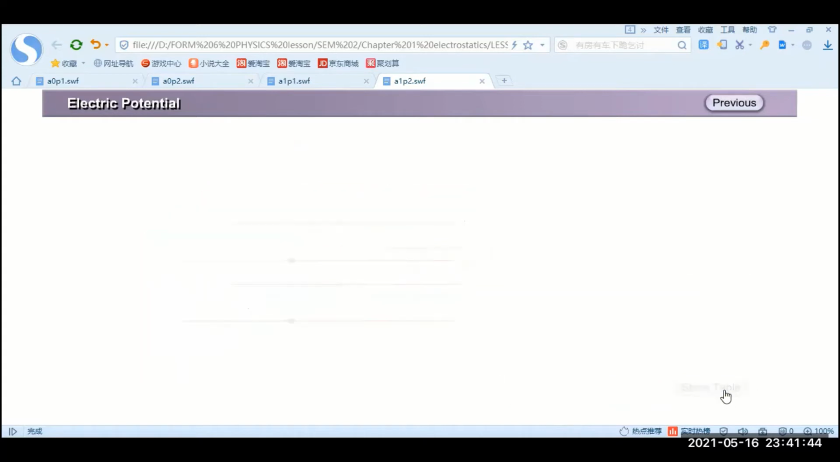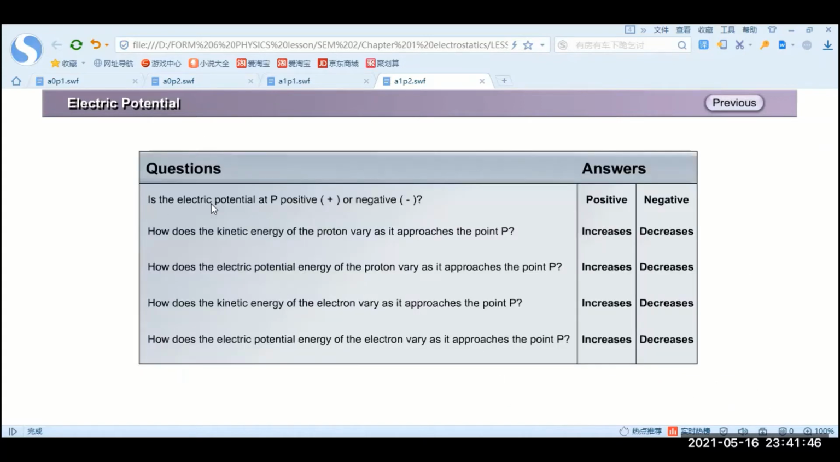So what happens now is, the electric potential at P, positive or negative? Just now it was for the electron, right? Because it's a negative plate, the negative plate causes it to be negative. And how does the kinetic energy of the proton change? The kinetic energy of the proton will increase because it's attracted by the negative charged plate.